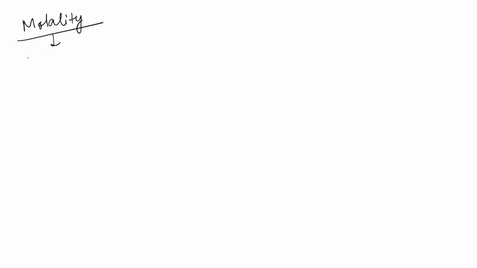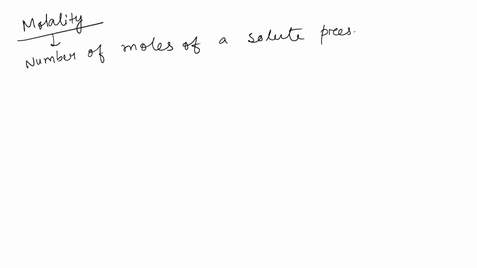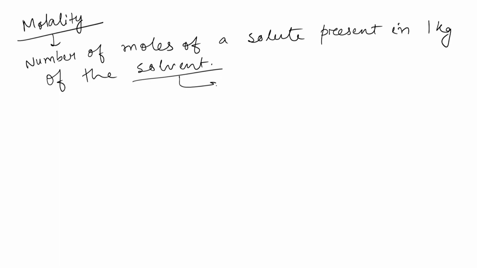Molality is the number of moles of a solute present in 1 kg of the solvent. So, in molarity, we were talking about the volume of the solution, but here we are talking about the mass of the solvent. Here also we have to remember that this is not solution, this is solvent. In molarity, we were talking about solution.